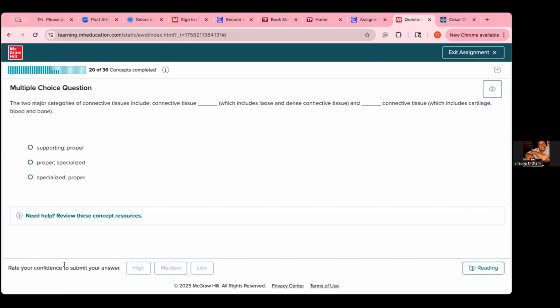The two major categories of connective tissues include connective tissue proper, which includes loose and dense connective tissue, and specialized. I would say the second one, proper and specialized, with specialized connective tissue including cartilage, blood, and bone.